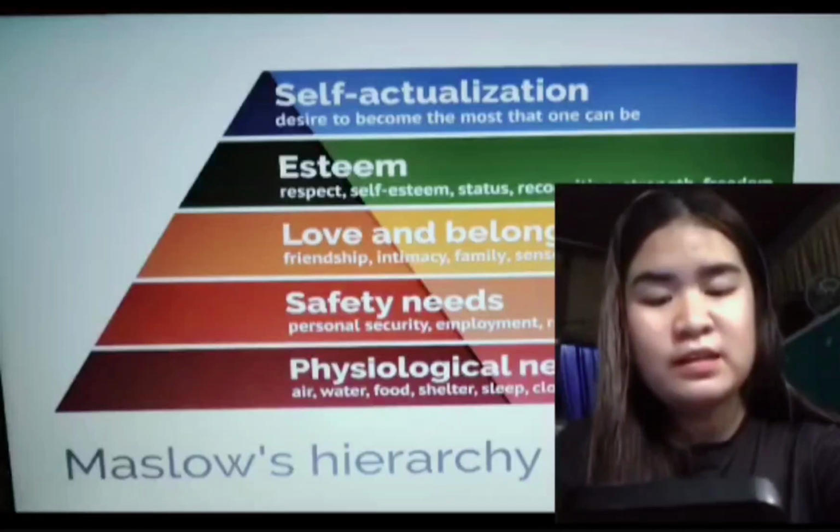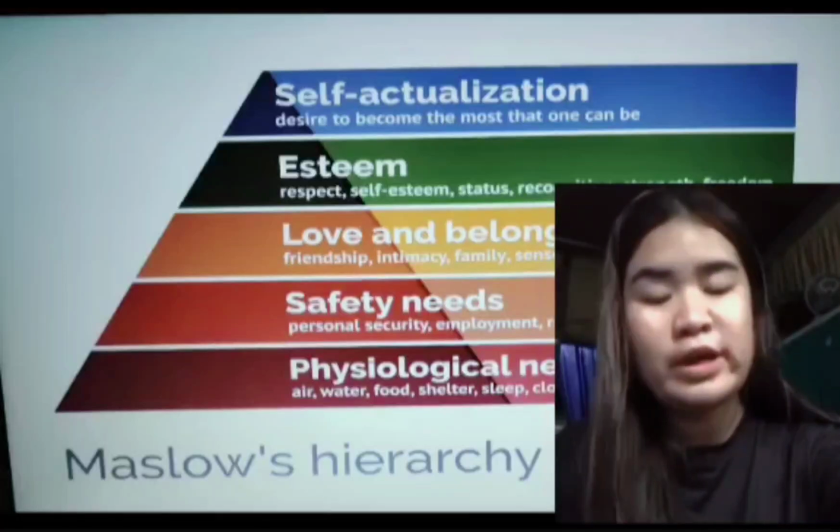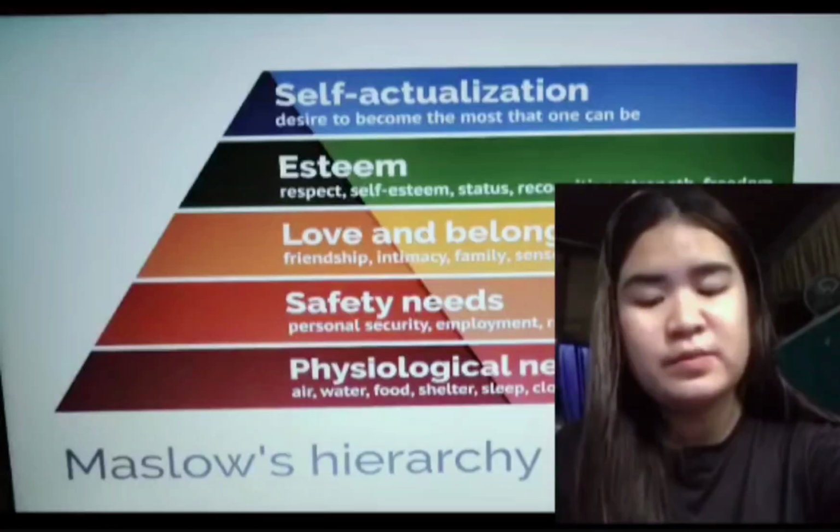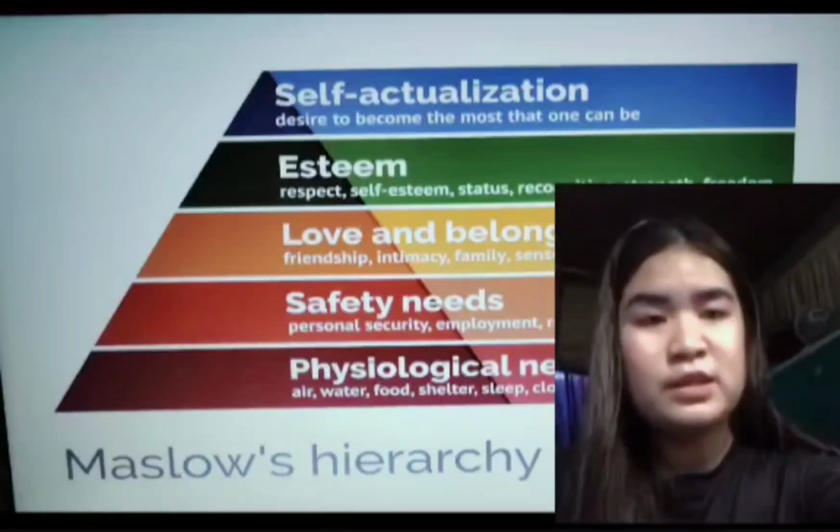Safety needs is the second level of human needs in Maslow's hierarchy, focusing on: first is security, second is stability, third is protection, fourth is law and order, last is financial security.